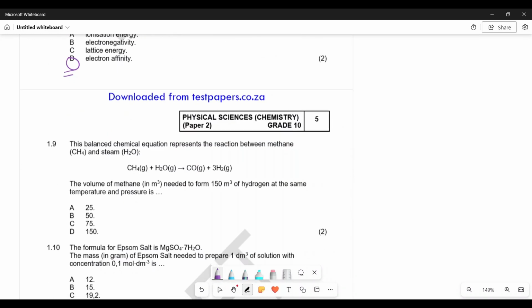Now, 1.9: this balanced chemical equation represents the reaction between methane and steam, which is water. The volume of methane in meters cubed needed to form 150 meters cubed of hydrogen at the same temperature and pressure is.